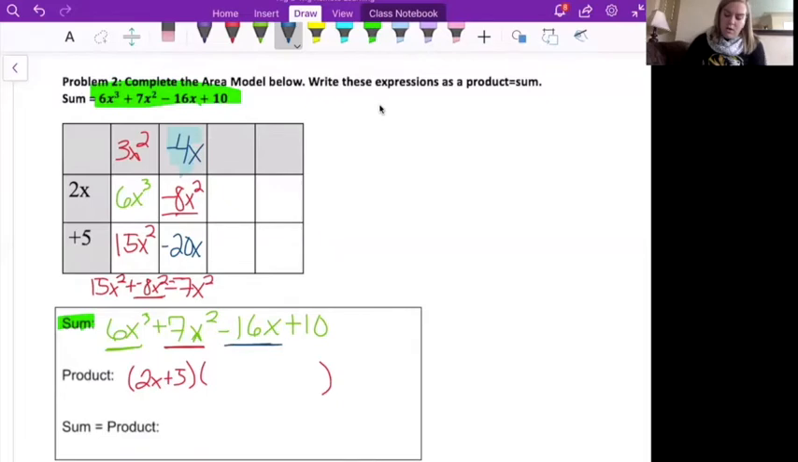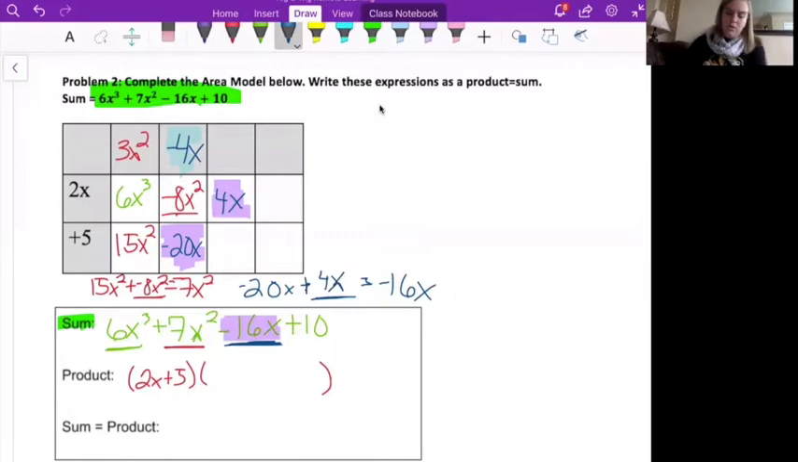And then I want these two boxes, these two diagonals, to add to give me negative 16x. So I think about negative 20x plus something equals negative 16x. And so negative 20 plus 4x would give me a negative 16x.